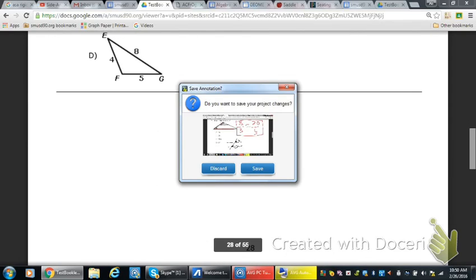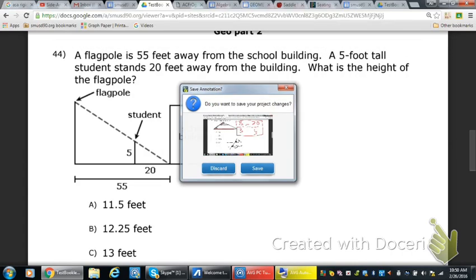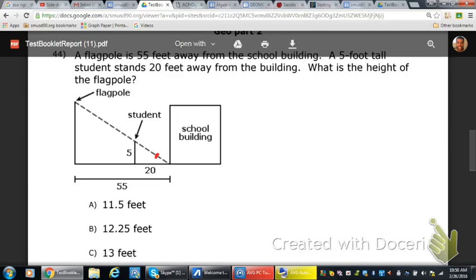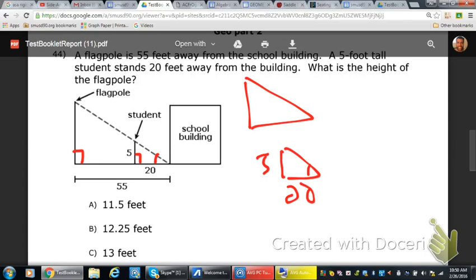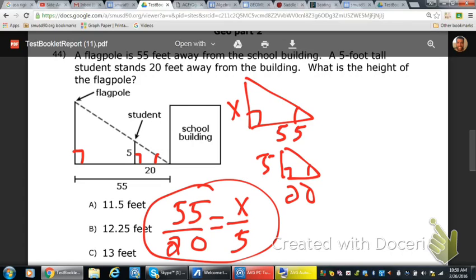All right, 44. Okay, so again, you want to try to do this without separating it. This is a right angle, but let's separate it. Let's do the smaller one first, 20 and 5. And we have the right angle markings. This is 55, and this is x. We don't know what this is. So 55 is to 20 as x is to 5. And then you would go ahead and cross multiply and get the result.